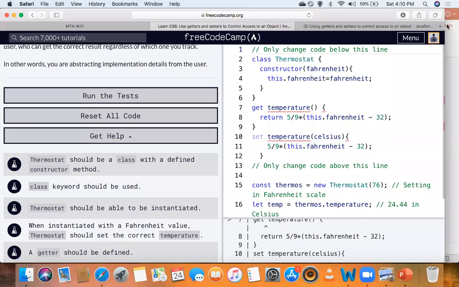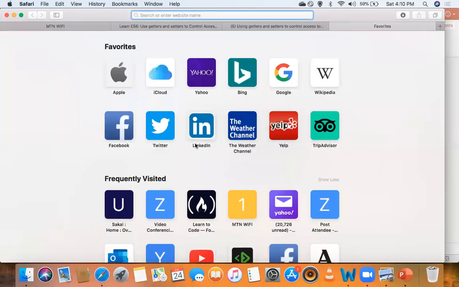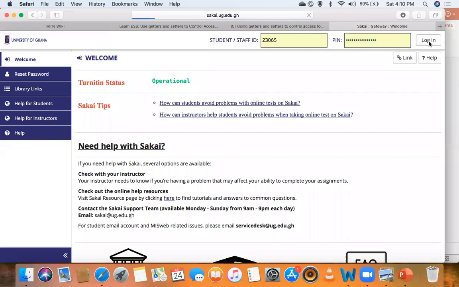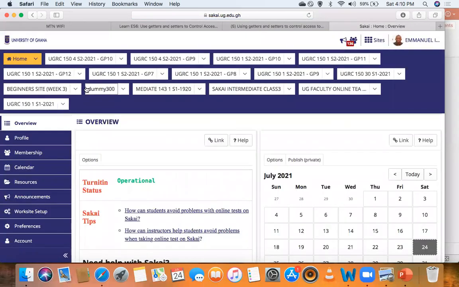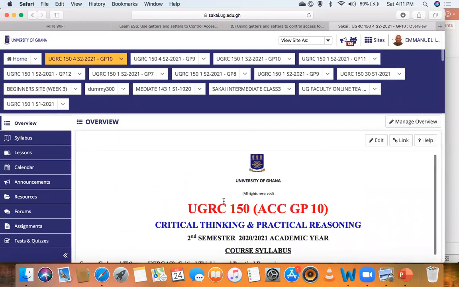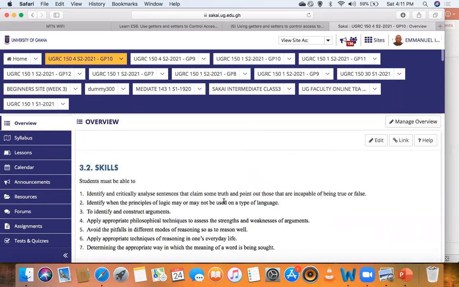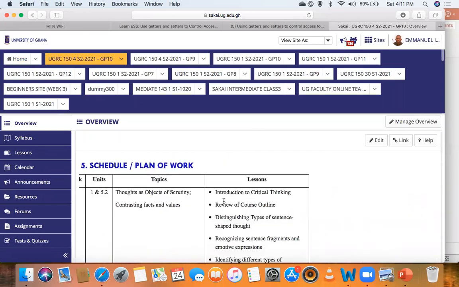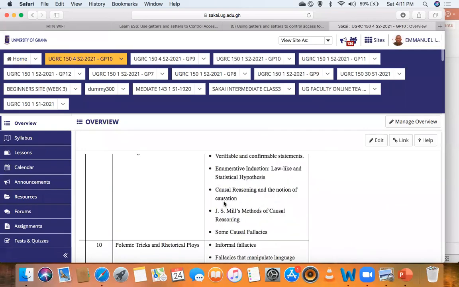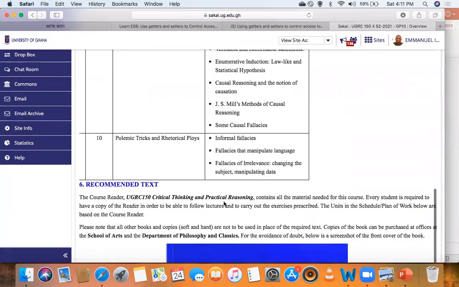Now let's go to our Sakai page. And we are in group 10, City Campus. This is our course syllabus. We'll go straight to our schedule of work, which we just finished in the last class. So what I'll do right now is to summarize this work.